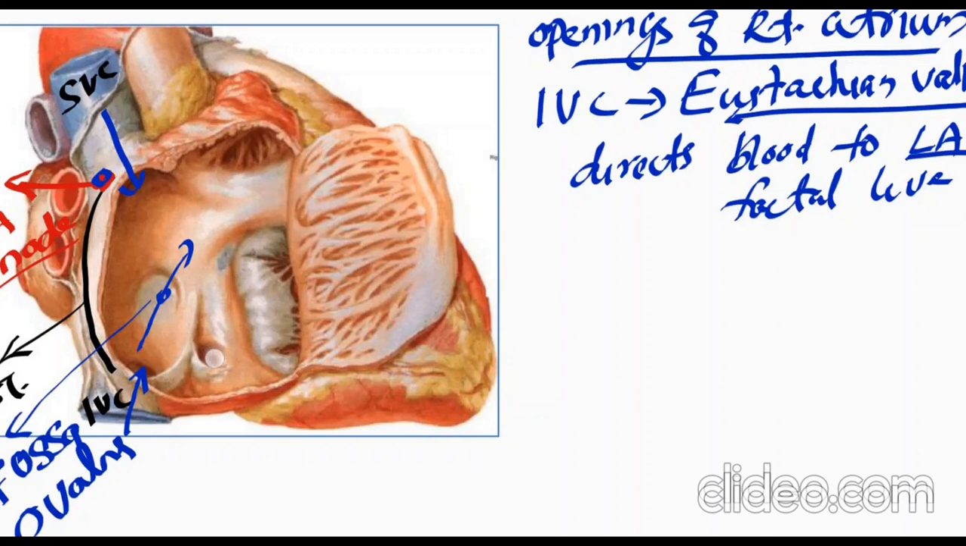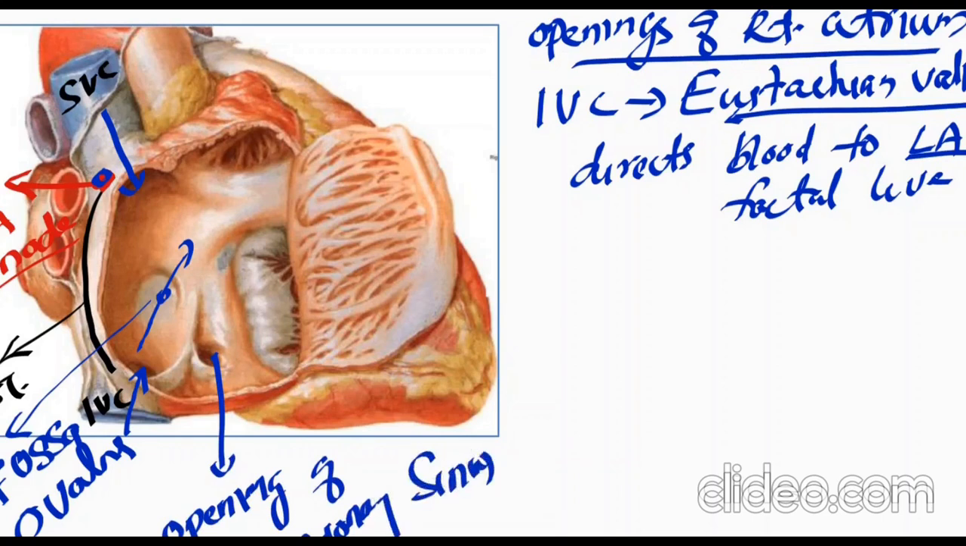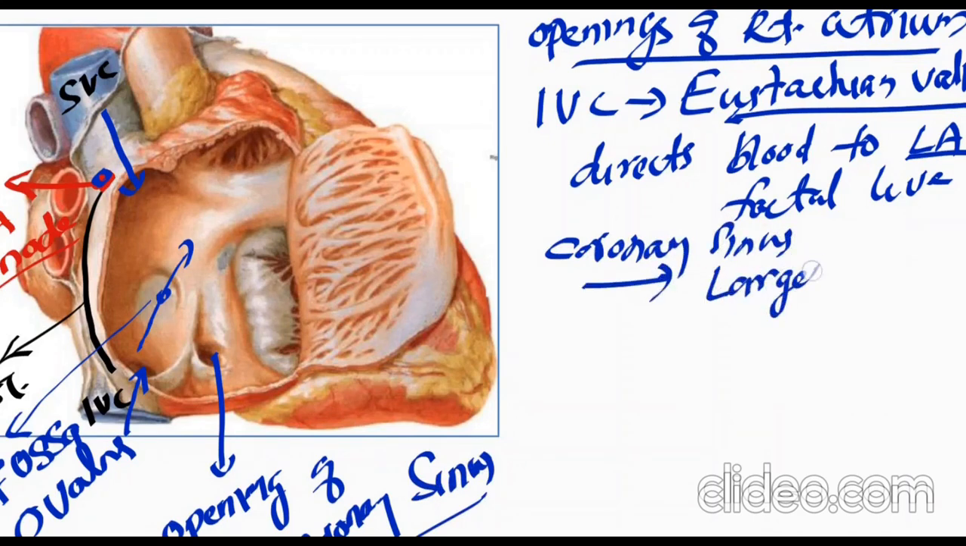Again, you are seeing one more opening here. Okay, this is the opening of the coronary sinus. What is the coronary sinus? Coronary sinus, as we know, is the largest vein of the heart. So here is the coronary sinus, and you can see the opening of the coronary sinus.